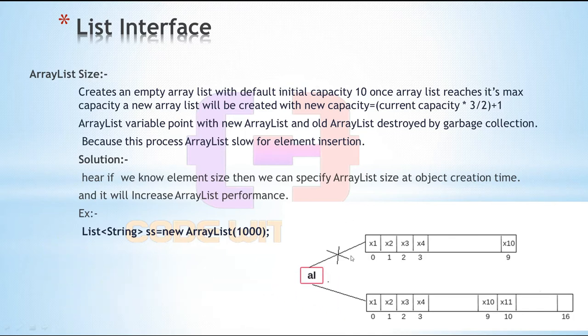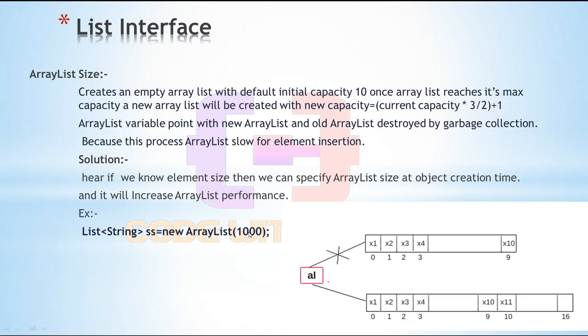But we have one solution. If you already know we need to store 1000 records, or 1 lakh records, then we can define the array list size. Instead of increasing every time, we can define the size. When we create this array list object, only at that time we can pass this size. Only at the initial time, when we create the object, it will create a bigger array. It will create a 1000 index array, and we can happily store 1000 elements.